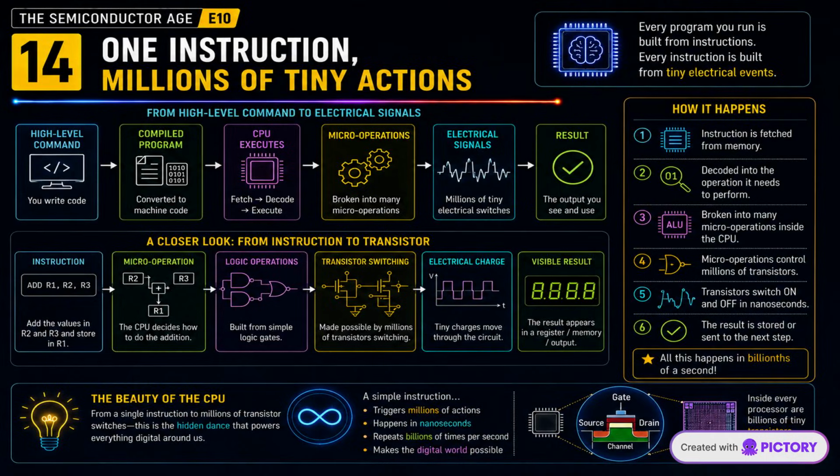Now we can zoom all the way back down to the transistor. What looks like one simple instruction at the software level can trigger enormous numbers of operations inside the processor, ultimately involving billions of tiny transistor switching events.